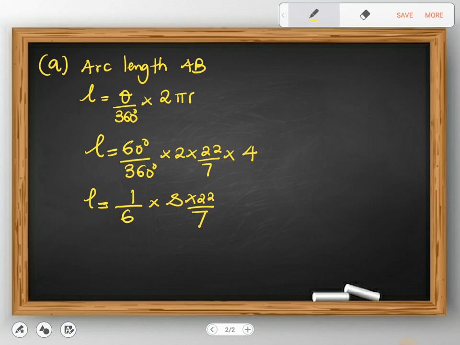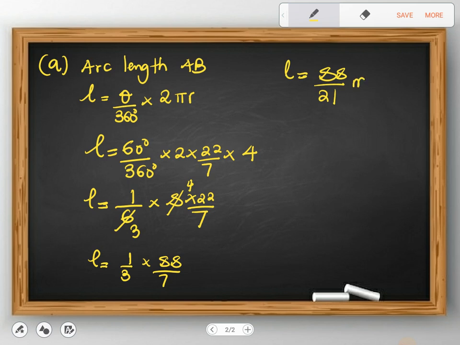Now, at the same time, we know that 2 can go into 6 3 times. At the same time, 2 can go into 8 4 times. So we get the length just equal to 1 over 3. What is 4 times 22? We are getting 88 over 7. So, therefore, the length is 88 over, what is 3 times 7? We get 21. These are meters.